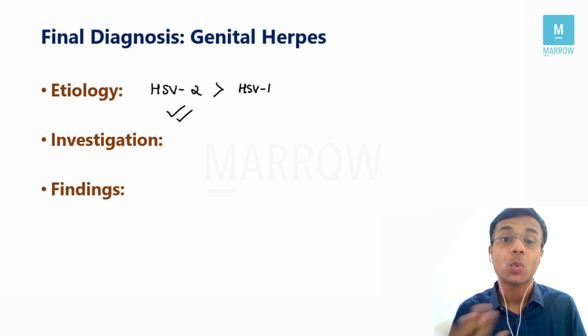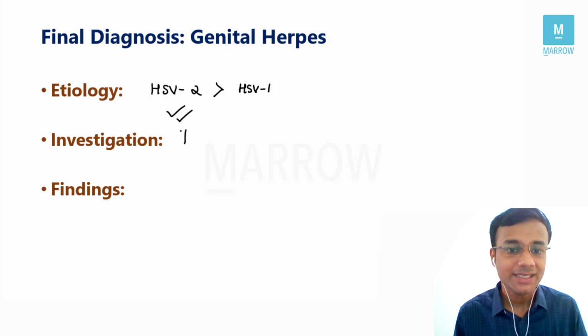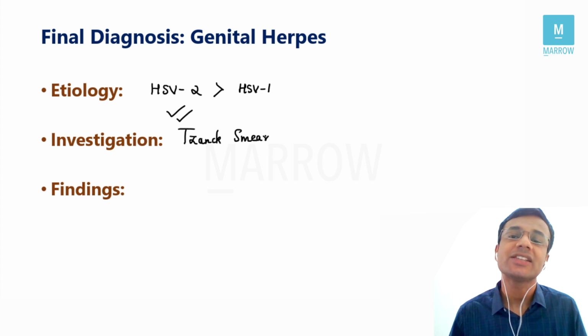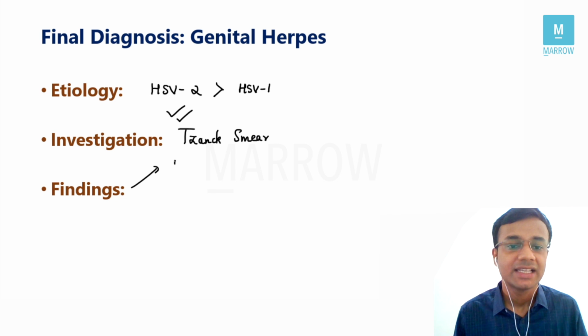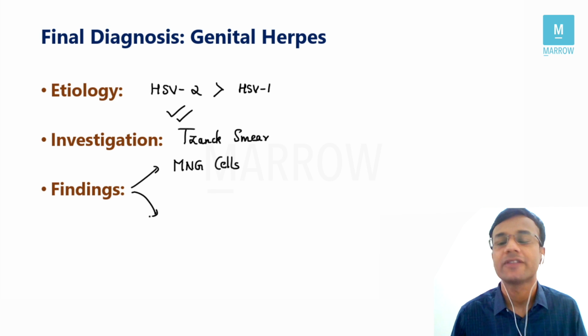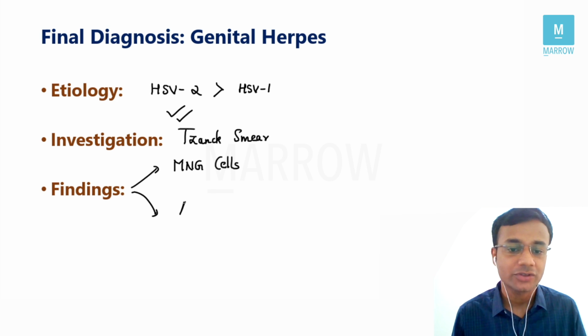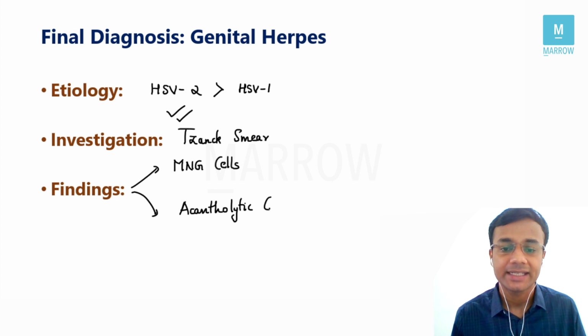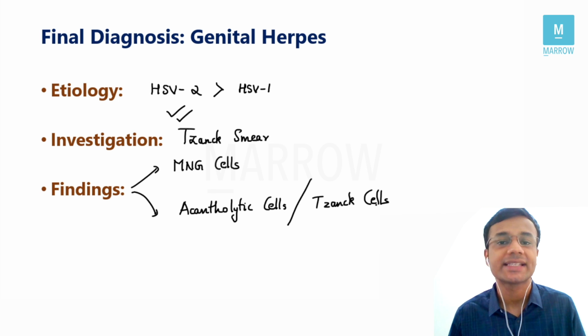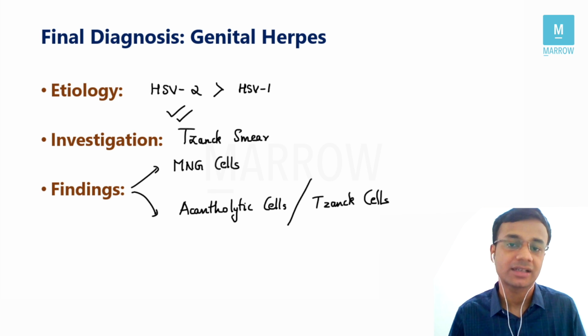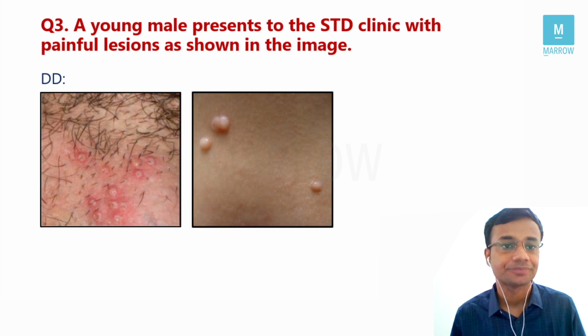Whenever there's a vesicle, what investigation do I want to do? I want to do a Tzanck smear. And what will be the findings of this Tzanck smear? Two important findings to remember. Number one is the presence of multinucleated giant cells. The second important finding is you can also get acantholytic cells, which are also referred to as Tzanck cells, because acantholytic cells are modified keratinocytes which occur in a patient of genital herpes.